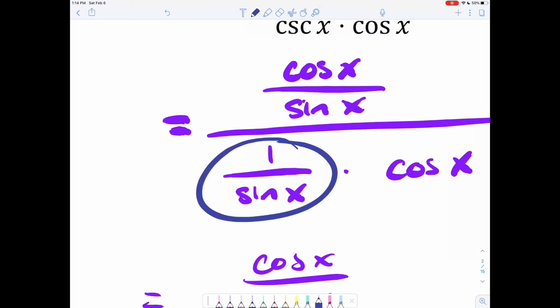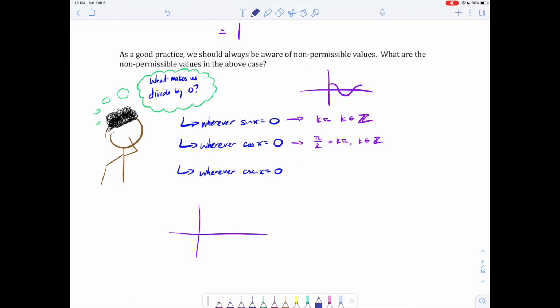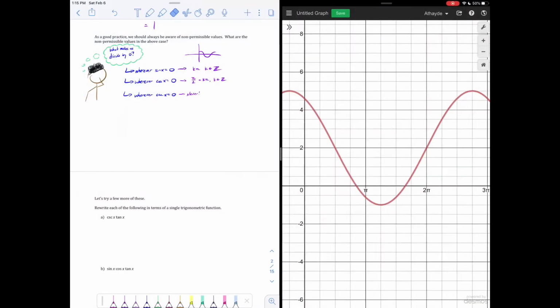If you want that value to be 0, the only way for a fraction to be 0 is if its numerator is 0. Its numerator is not 0. Its numerator is 1. So this thing will actually never be 0. It's so sad.